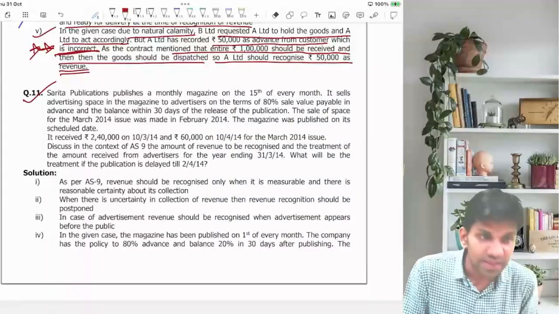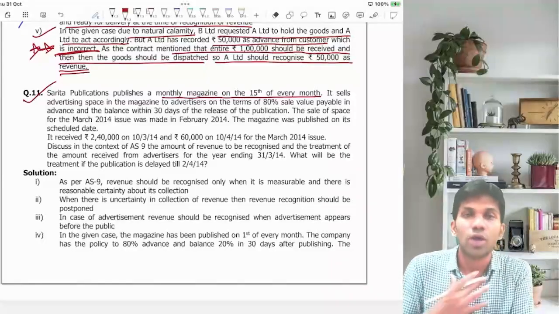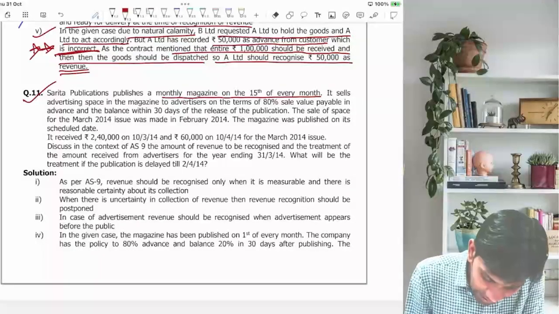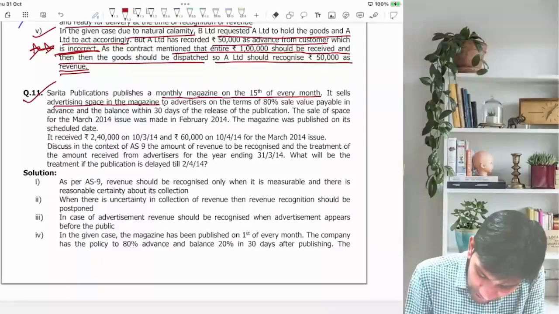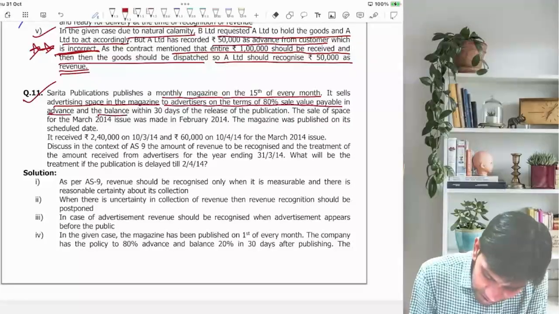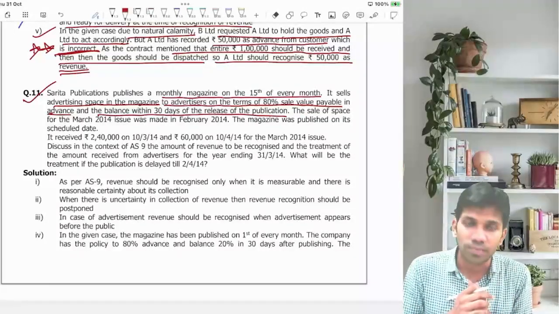Okay. Sarita Publications publishes a monthly magazine on the 15th of every month. So I am Sarita Publications, publishing a magazine on the 15th of every month. It sells advertising space in the magazine to advertisers on the terms of 80% sales value payable in advance and balance within 30 days of the release of the publication. Very nice.